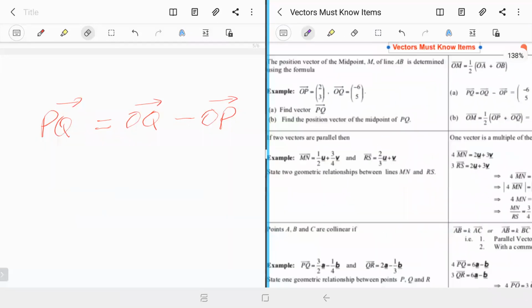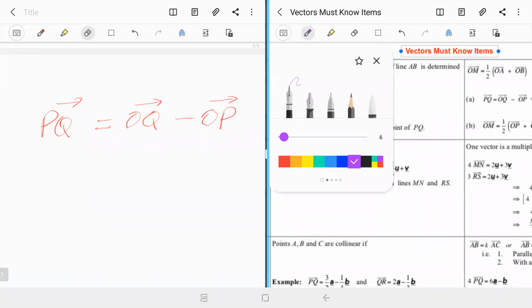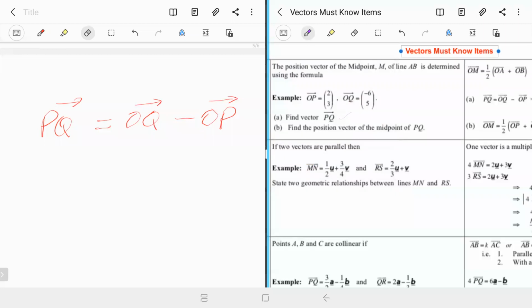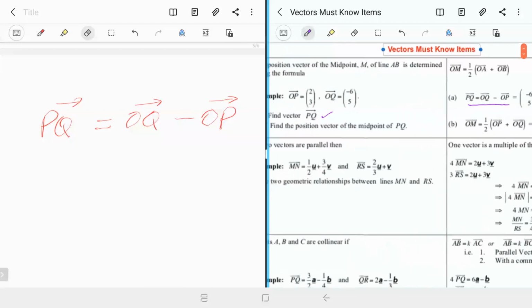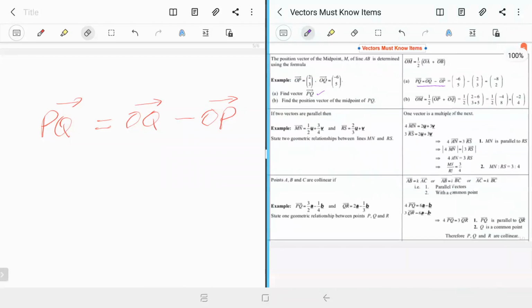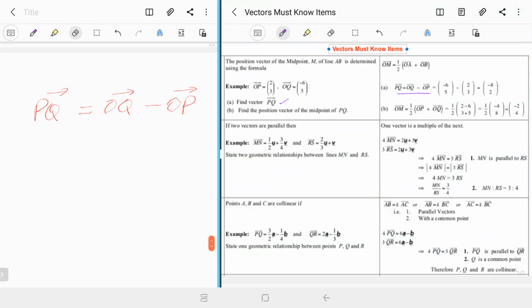This first one right here is about the midpoint. It says determine the midpoint of the line AB, so this one's about the position vector of the midpoint. And also the displacement vector. If you want to find PQ, it's OP minus OQ. No, OQ minus OP. O times the last minus O times the first, using these two vectors right here. That's what this is about.